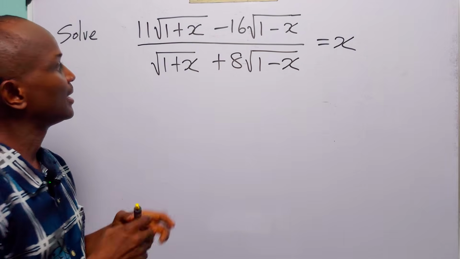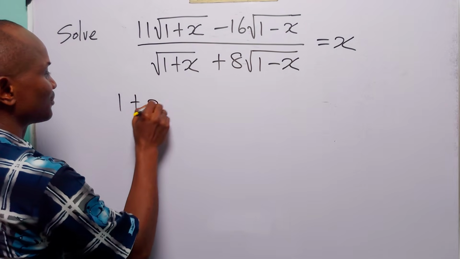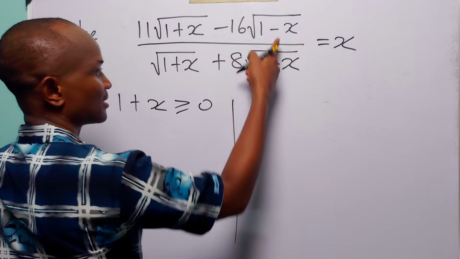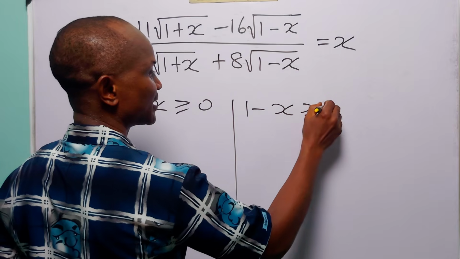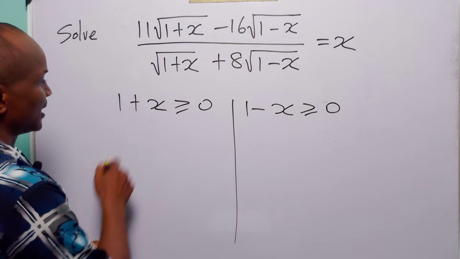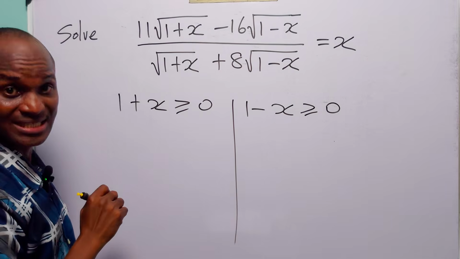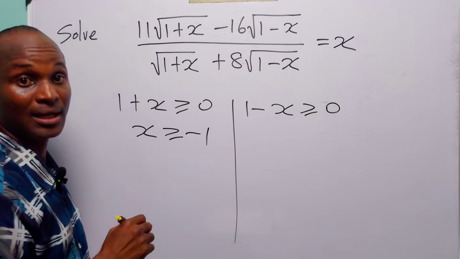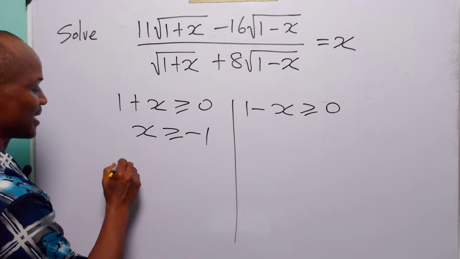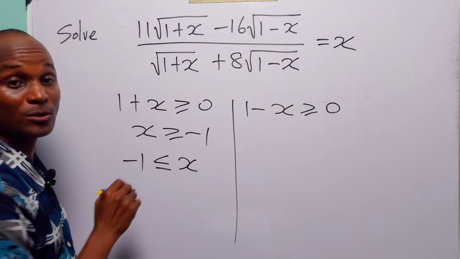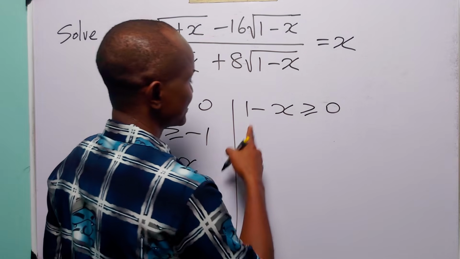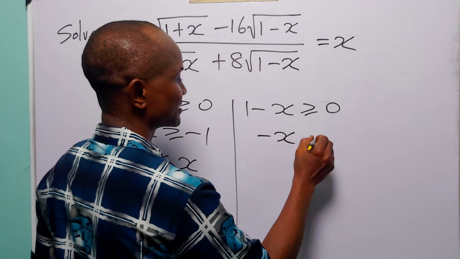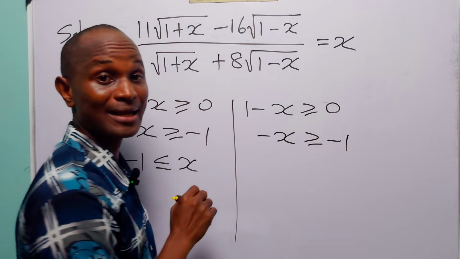Now, we have that 1 plus x must be greater than or equal to 0. And we also have that 1 minus x must be greater than or equal to 0. Now, when we subtract 1 from both sides of this inequality, we have that x must be greater than or equal to minus 1. And of course, you know that this means that minus 1 must be less than or equal to x. Now, in this case, if we subtract 1 from both sides of this inequality, we have that minus x must be greater than or equal to minus 1.